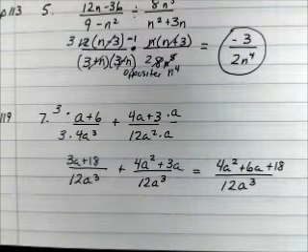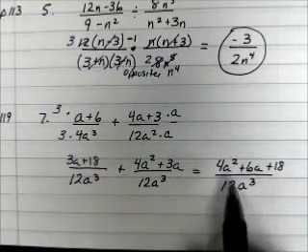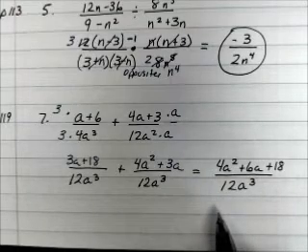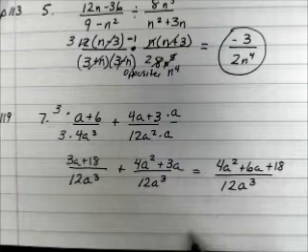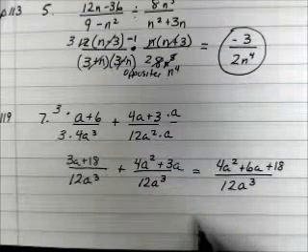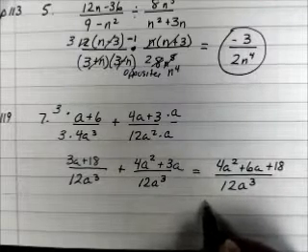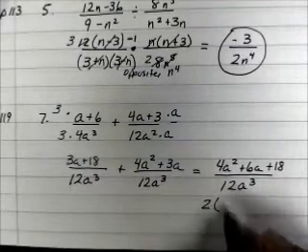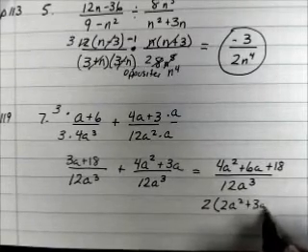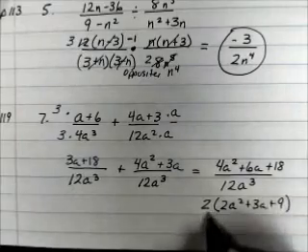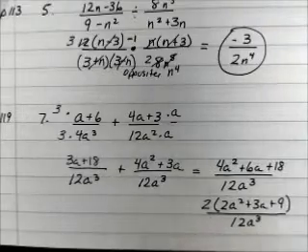Now, can this be simplified? Well, let's see. First off, there is a GCF here. So let's take out a GCF. So we have 2 times (2a squared plus 3a plus 9) over 12a to the third.